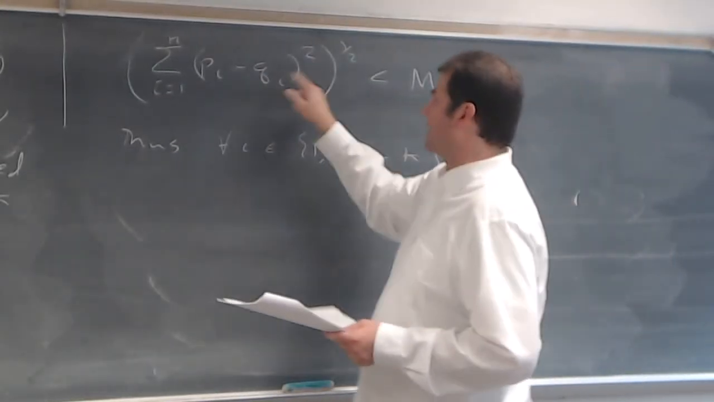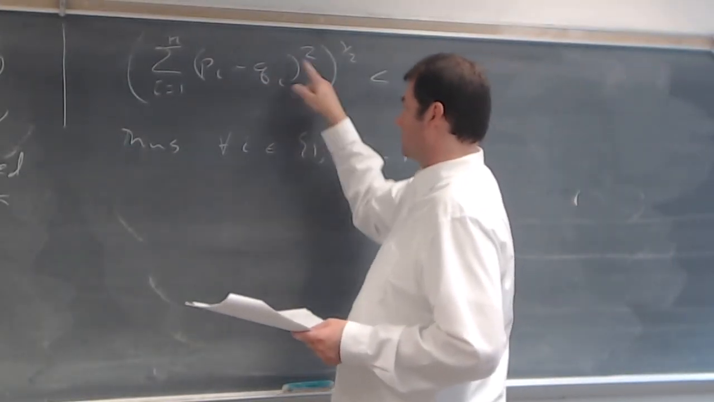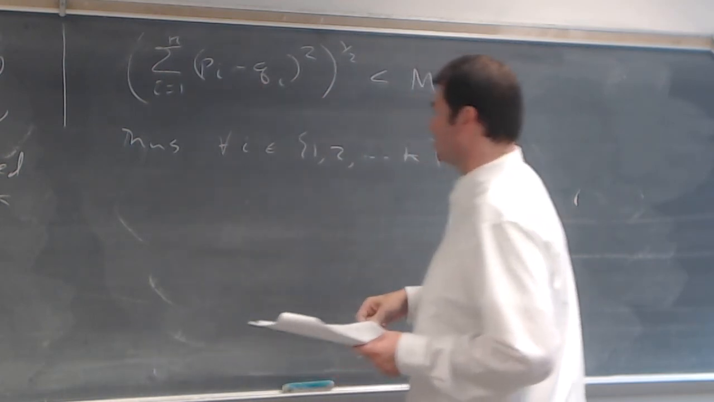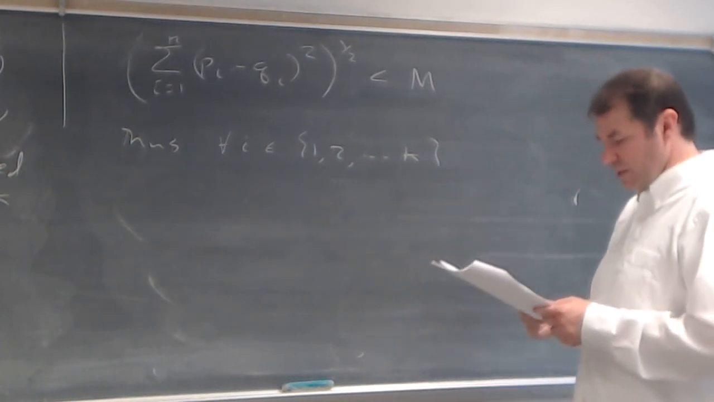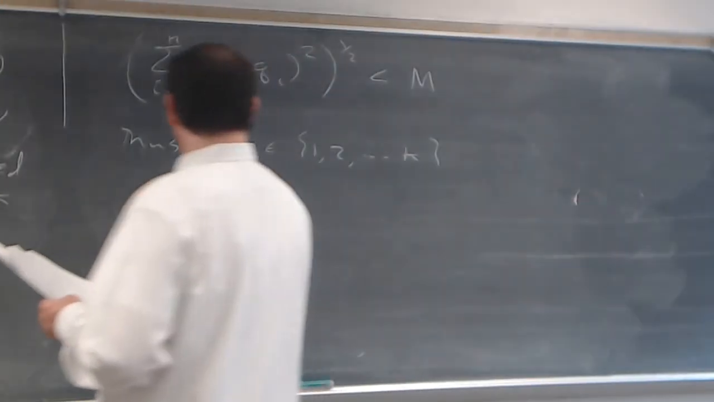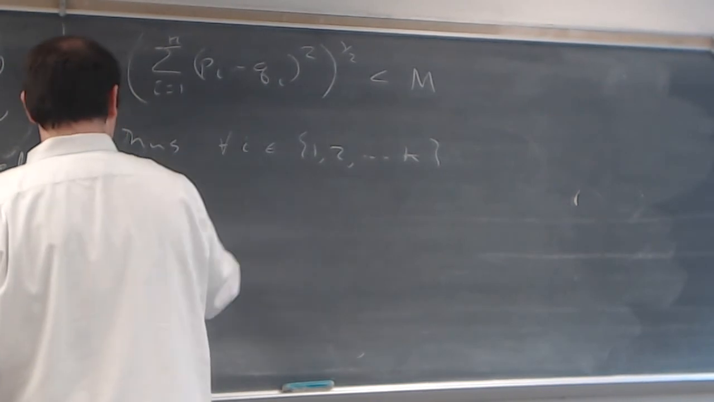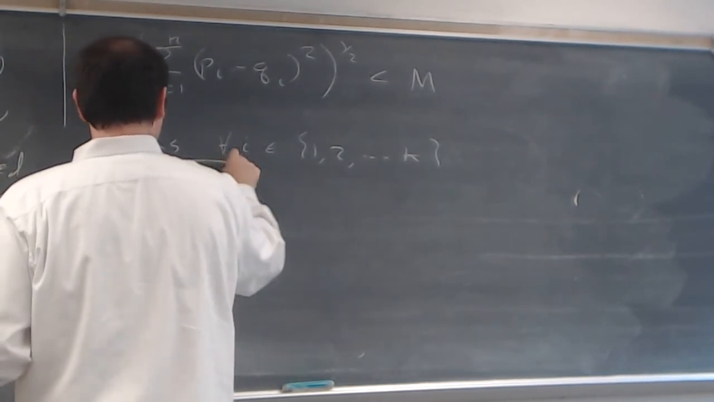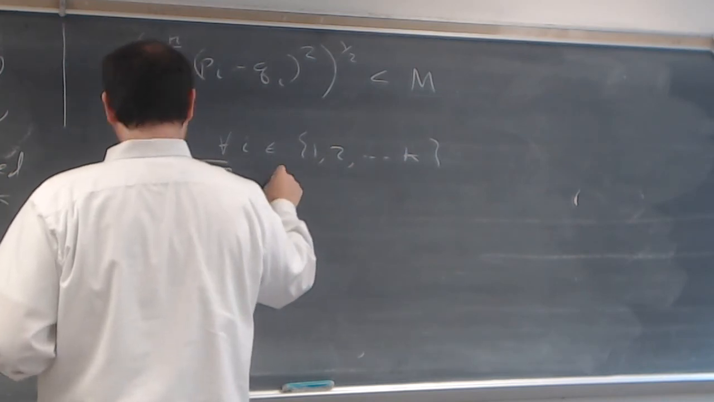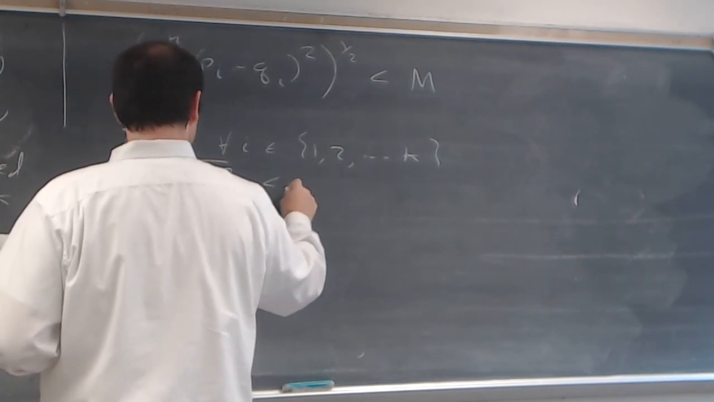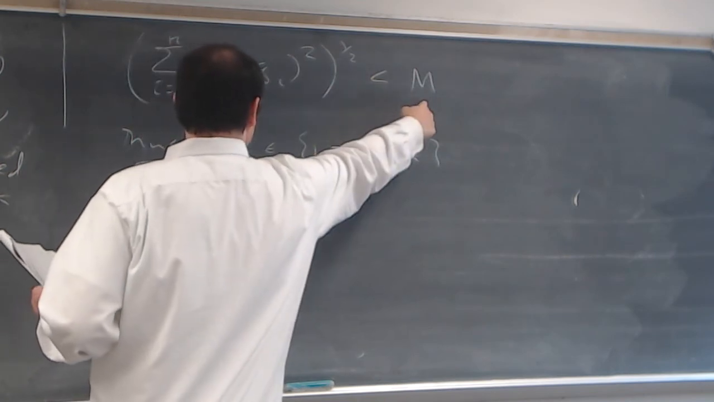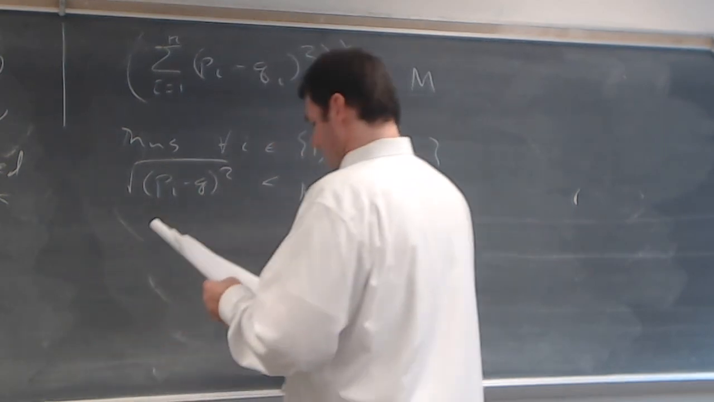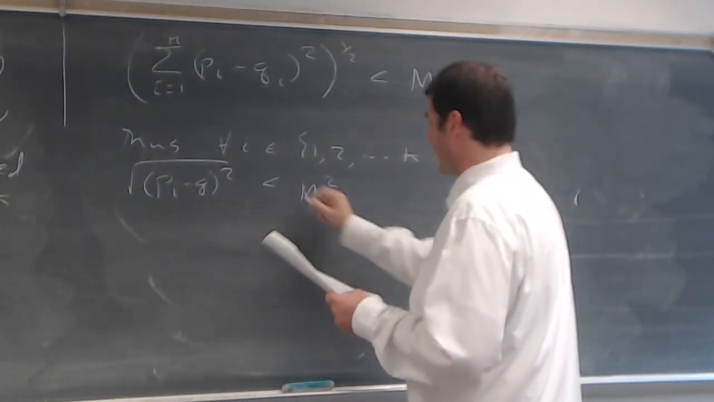Look, these are non-negative numbers because we're squaring them. The squares of them are non-negative numbers. So we're adding up a bunch of non-negative numbers. Here's what we can say: for all of these individual differences, when we square them and take the square root of them, that's going to be less than, take the square of both sides, m squared. And we're going to take the square root of that.